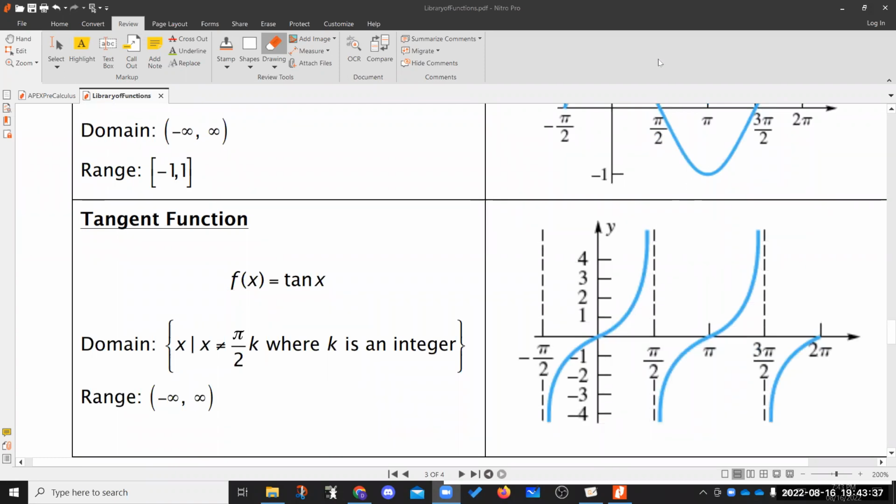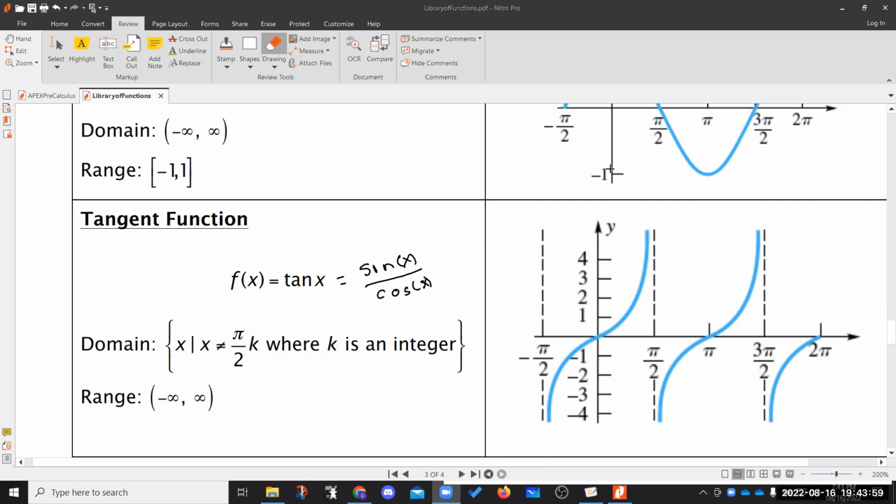ratio of sine to cosine, just so you understand why it's doing what it's doing here. This is sine divided by cosine. So the zeros of sine are going to be the zeros of tangent, and the zeros of cosine are going to be the vertical asymptotes of tangent.